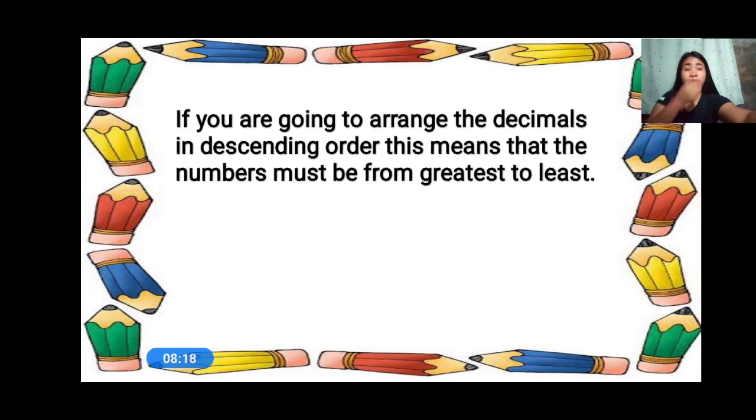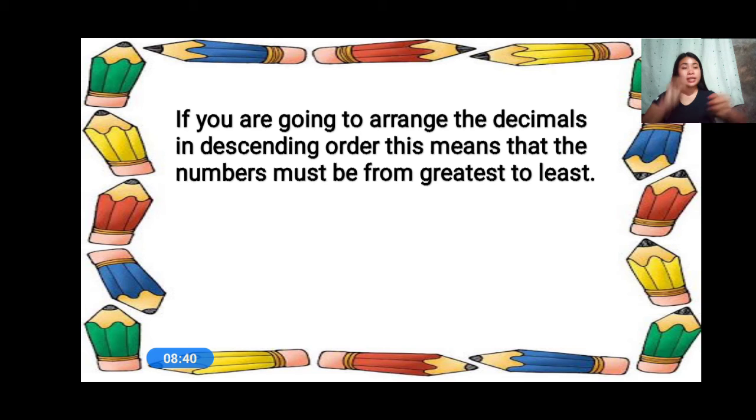And then if you are going to arrange decimals in descending order, this means that the numbers must be from greatest to least. When we say descending, it is decreasing. So again, descending order, greatest to least. If it is greatest to least, then it is descending order.